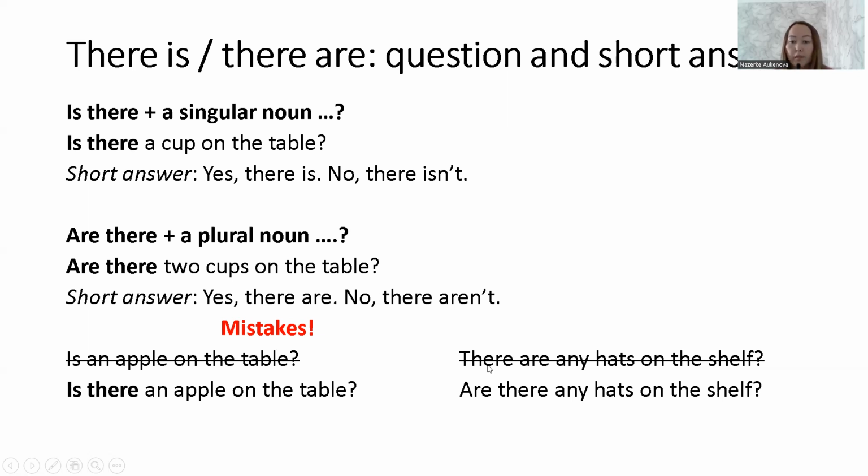Or we don't say there are any hats on the shelf as a question. Actually, it is a positive sentence, it's not a question, right? In the question form, you have to use this sentence: are there any hats on the shelf?